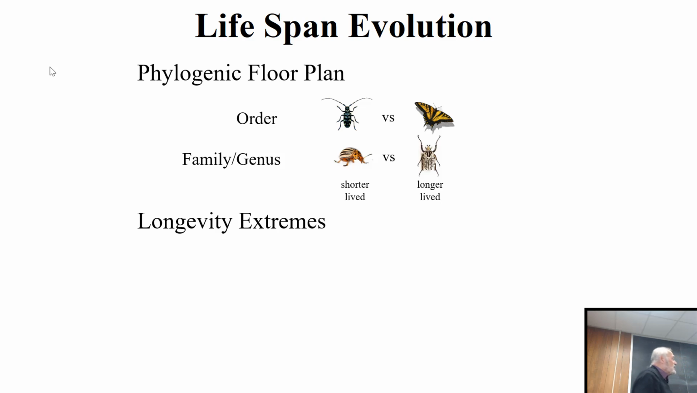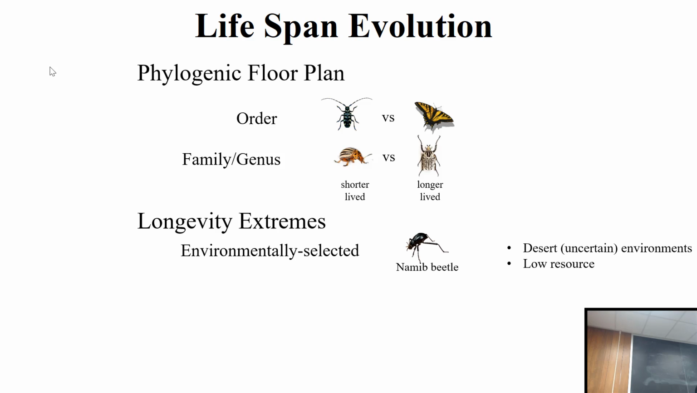Now, the longevity extremes. Not everything falls into these categories I'm going to show, but it's stood up pretty well for 20 years or so since I developed this. The first level is environmentally selected. And I use this Namib beetle. It's found in Namibia, in the desert. That's the fog harvesting beetle or whatever. But they're in uncertain environments.